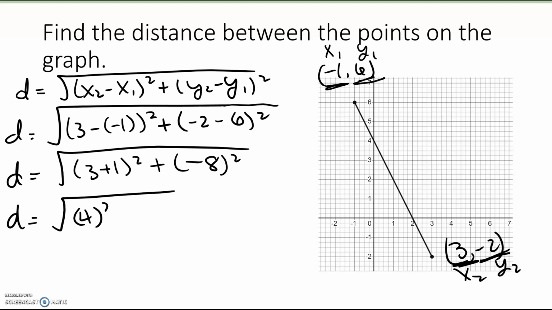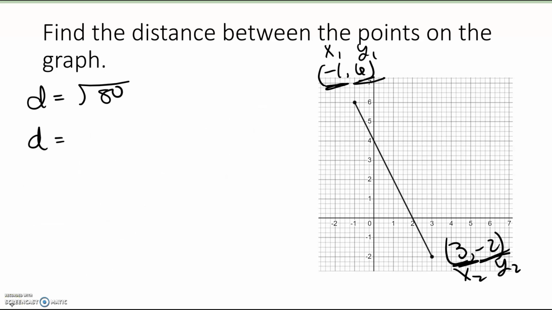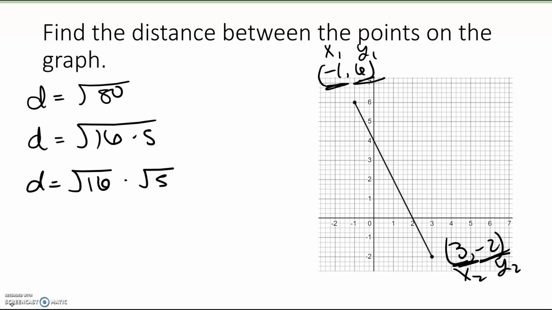So that's 4 squared. Plus, a negative times a negative gives me a positive. 8 times 8 is 64. 4 times 4 is 16, so 16 plus 64. And that's going to give me the square root of 80. We can break 80 up into 5 times 16, or I'm going to write it the other way, 16 times 5. Then we can break that up into the square root of 16 times the square root of 5.